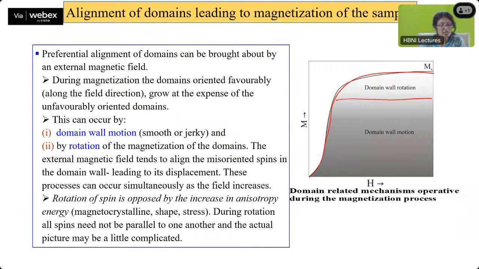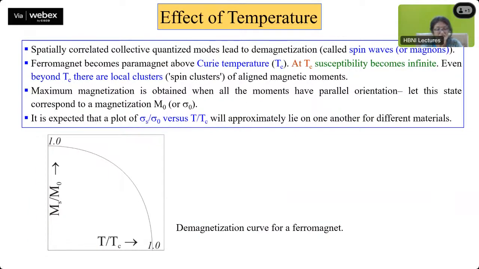So rotation of spin is normally opposed. This rotation of the spin is normally opposed by an increase in anisotropy energy, that is magnetocrystalline, shape or stress anisotropy. And during rotation, all spins need not be parallel to one another, and the actual picture can be a little complicated. So we are simplifying and explaining. The actual picture is sometimes a little bit more complicated than this.